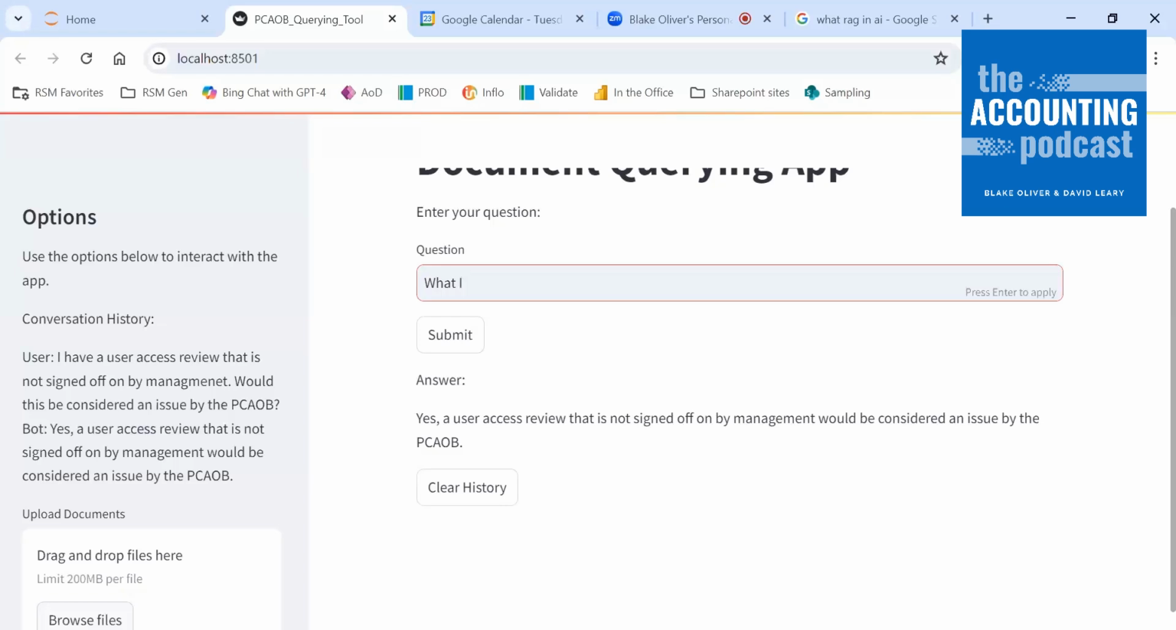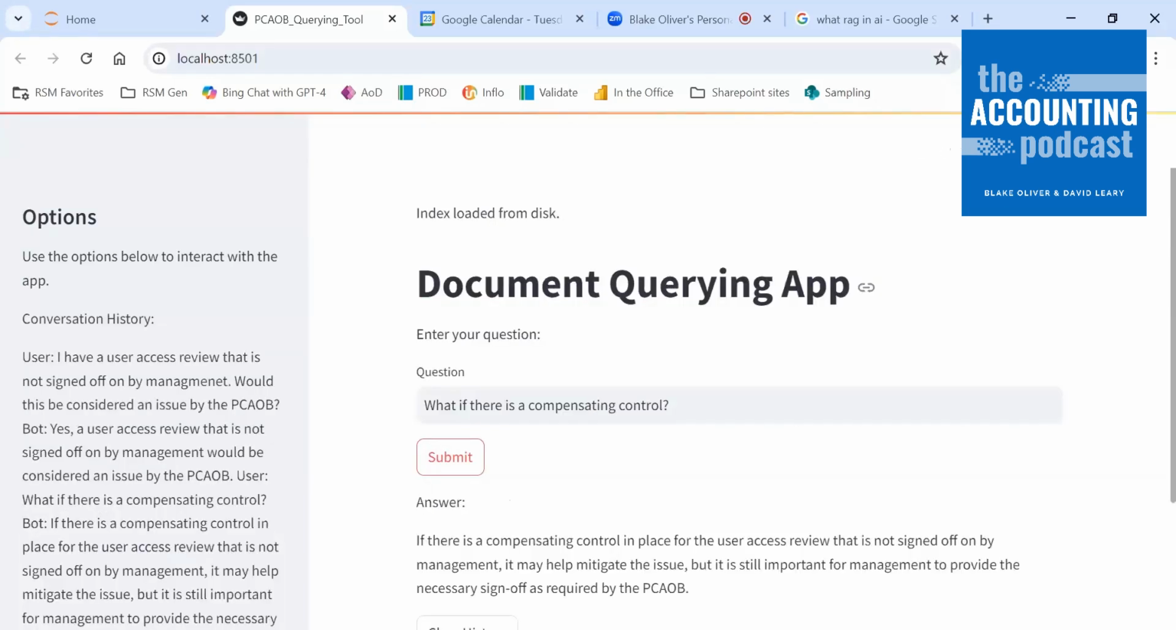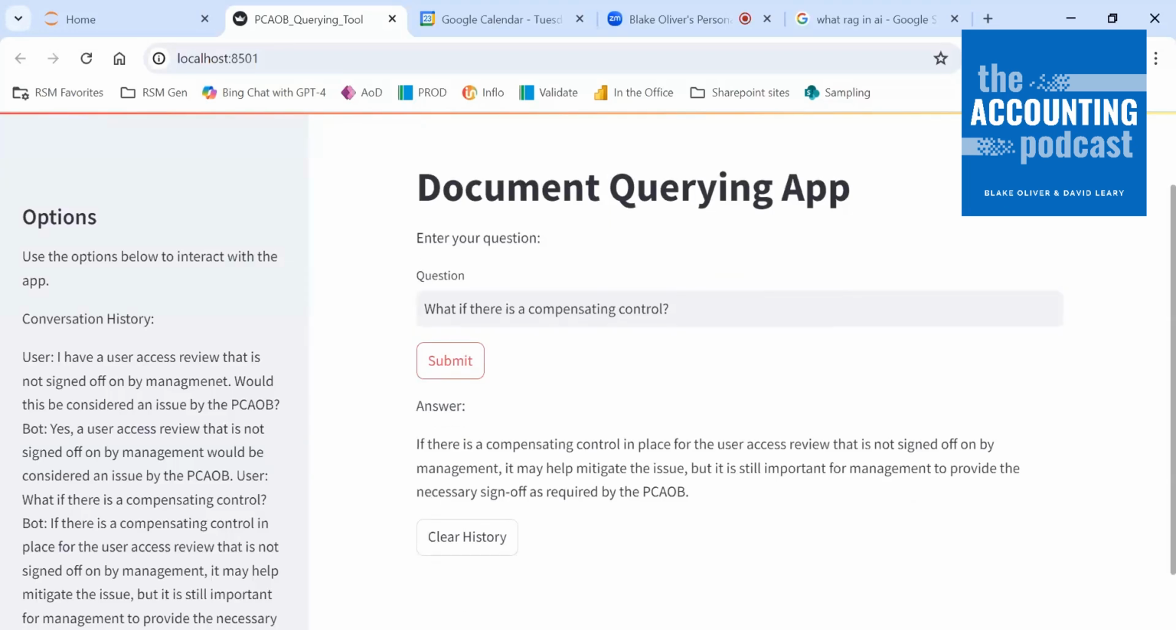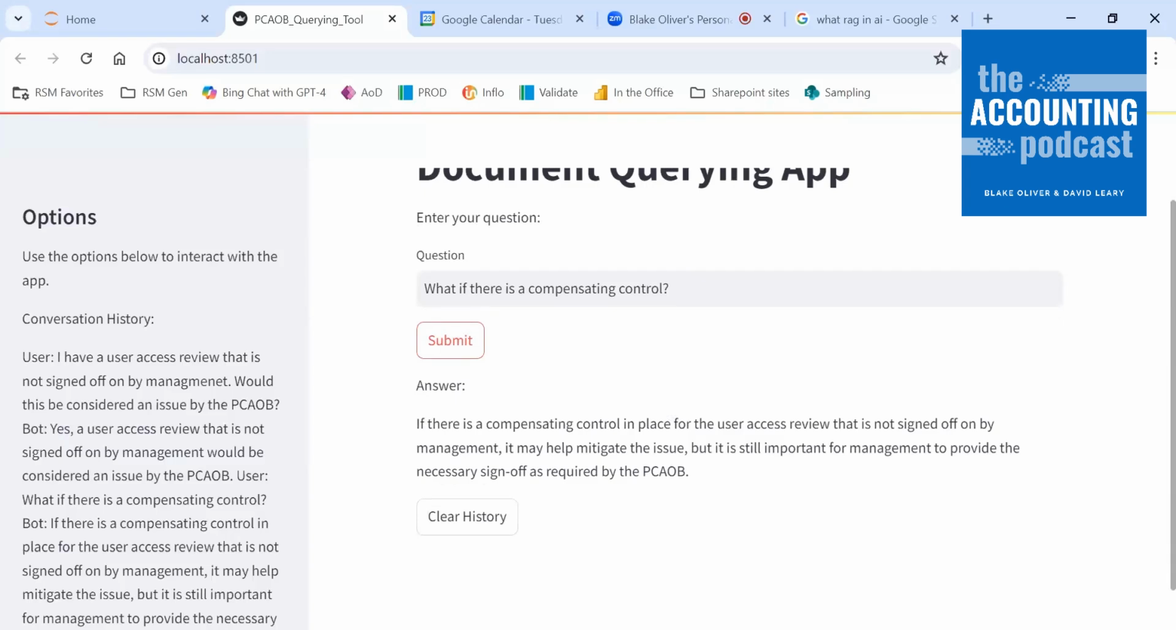And I can ask a follow-up question, such as, what if there is a compensating control? A compensating control would be something along the lines of, oh, they didn't sign off on the user access review, but within the review, they have a list of comments suggesting that they still performed the review. So in this case, we got the answer. If there is a compensating control in place for the user access review that is not signed off on by management, it may help mitigate the issue, but it is still important for management to provide the necessary sign-off as required by the PCAOB. So in that case, instead of necessarily being an issue, it might be something along the lines of a process improvement.